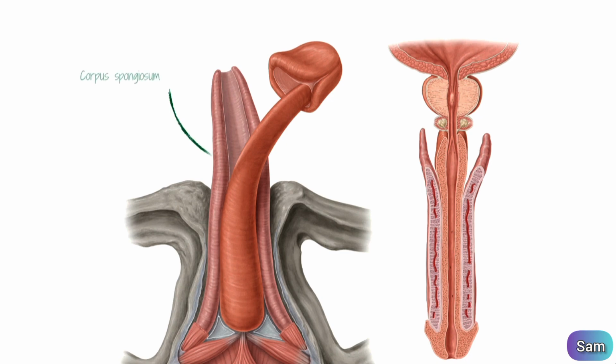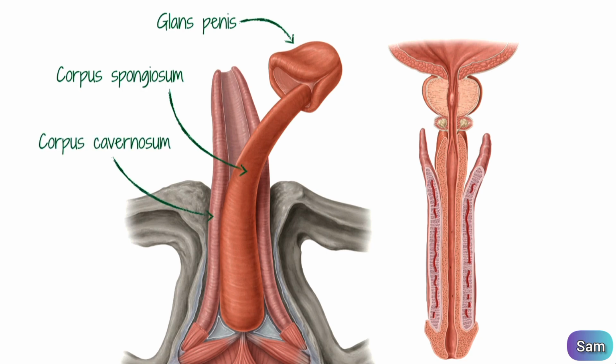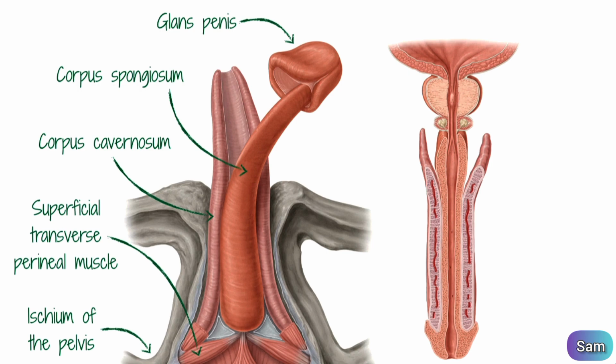So we can see structures such as the corpus spongiosum and the glans penis, which are separated out from the corpus cavernosum. We can also see the ischium of the pelvis just here, and some of the muscles of the perineum, including the superficial transverse perineal muscles. On our right, we can see a longitudinal cross-section of the penis.